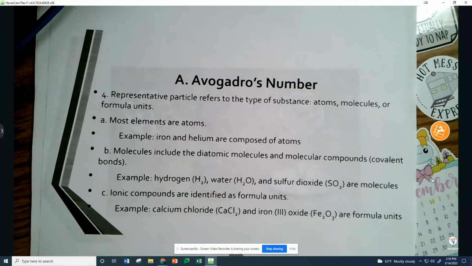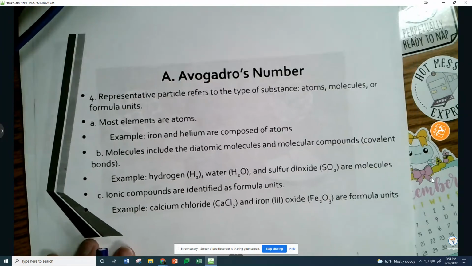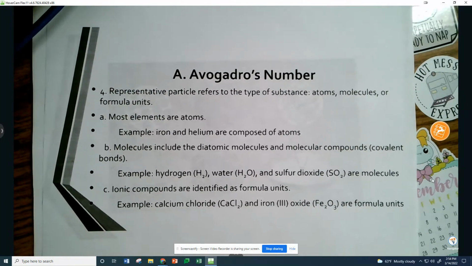So representative particles, again, this is all based on what the material is held together with. If you take a look at something found on the periodic table, meaning it's an element, we typically count them. Their representative particle is the atom because they're not bonded with anything. They exist on their own with no interaction with the other atoms surrounding them that have the same identity. So for example, iron and helium are both examples of things that are atoms.